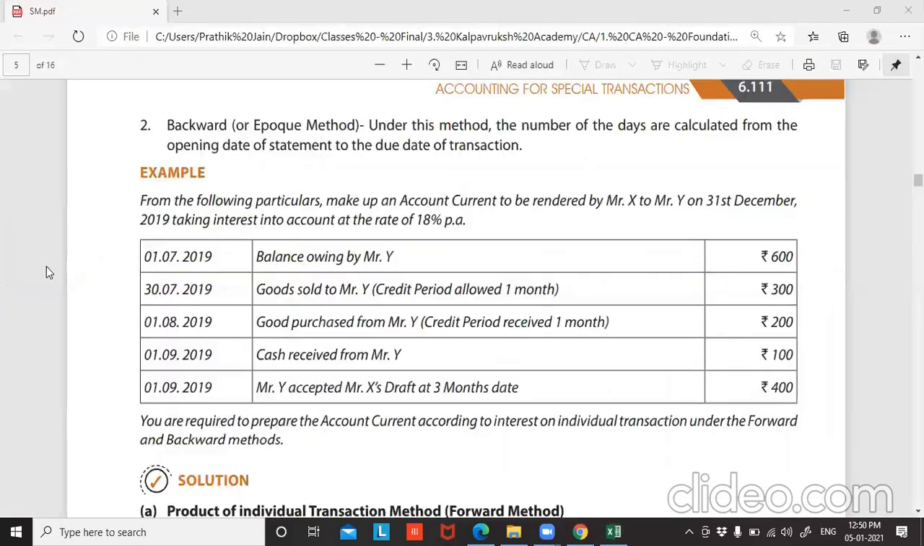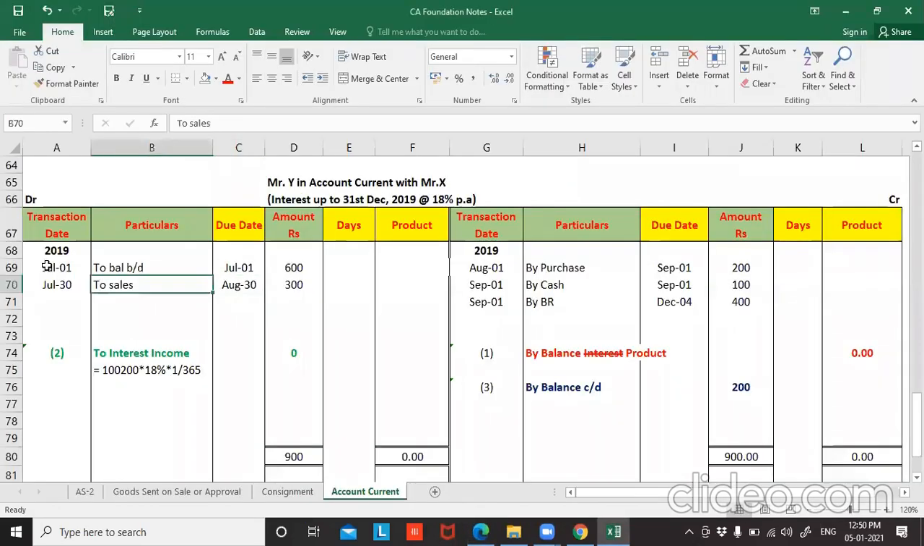Yes, sir. Now, next transaction is goods sold to Mr. Y and credit period is 1 month. On 30 July goods are sold, with 1 month credit period. So July 30 is sold, to sales, August 30. 1 month means August 30 is my date. Amount is 300. Please note down.